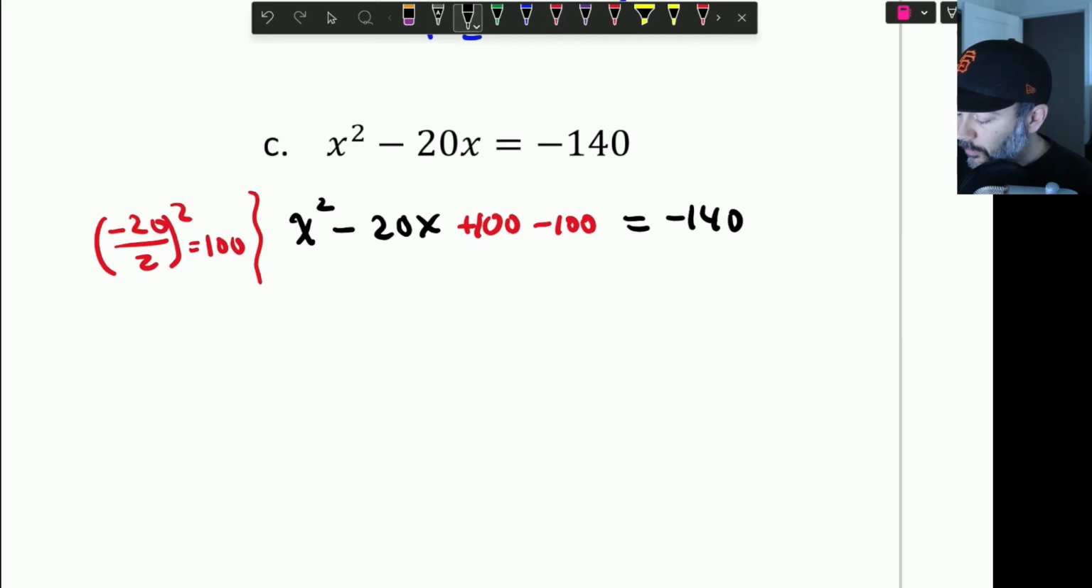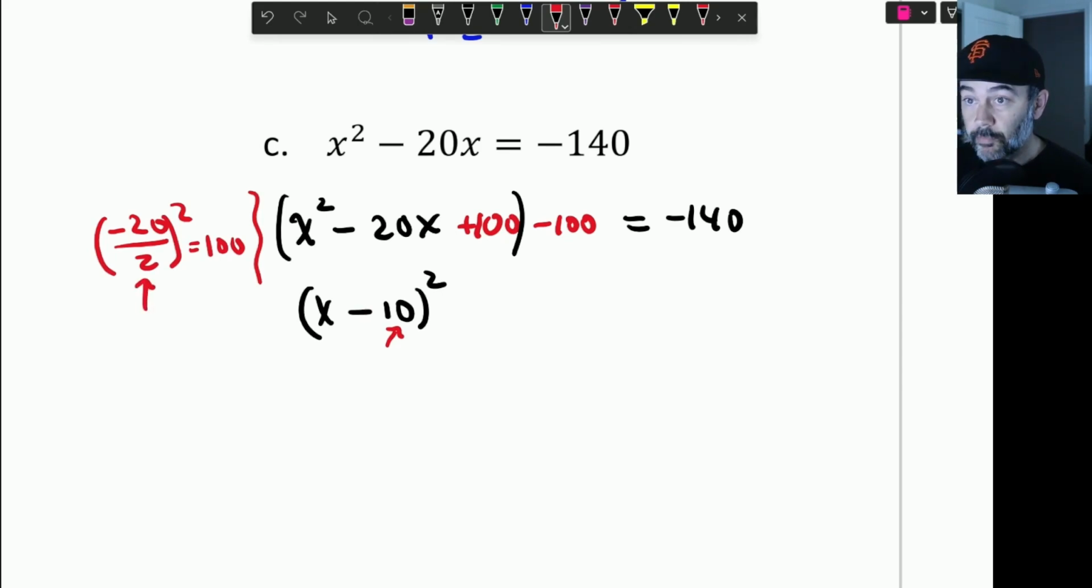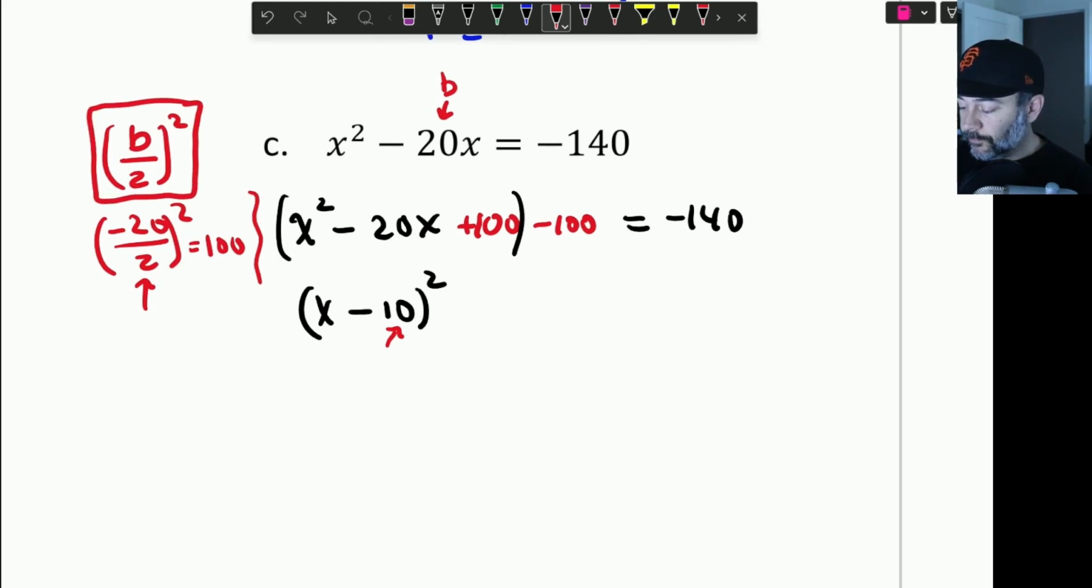So what do we get over here? Well, this is a perfect square. So that's (x - 10) squared. And reminder, the number that goes here, including the sign, negative, is always what you get inside the parentheses when you do that little side work. And the side work is always the b term divided by 2 squared, where that's b. Okay, so that's your completing the square shortcut.